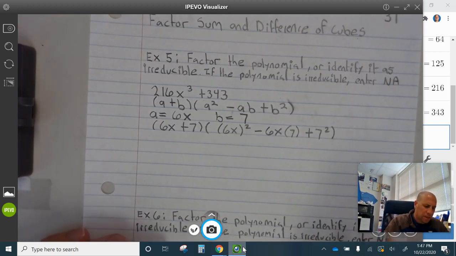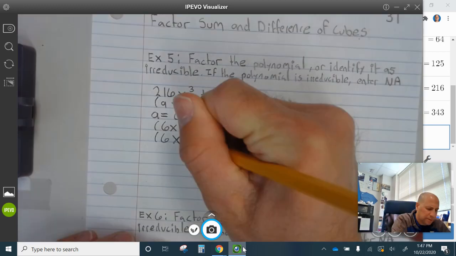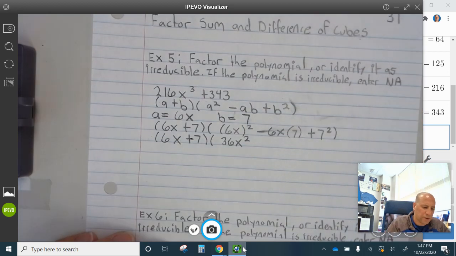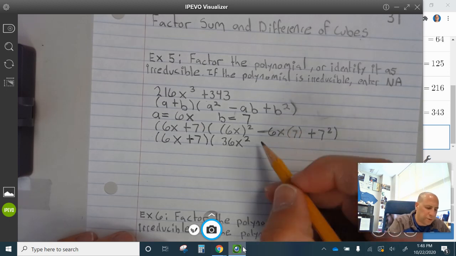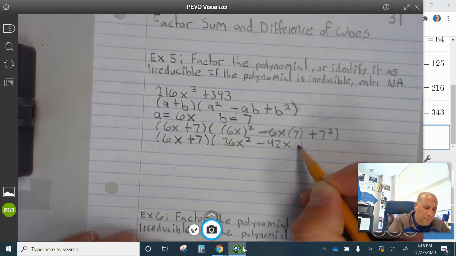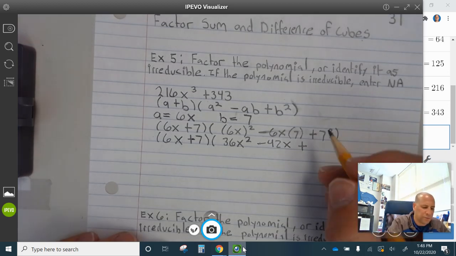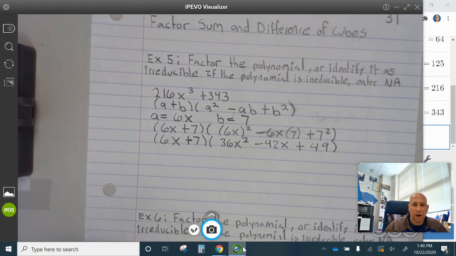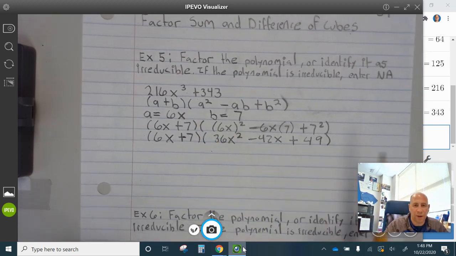All right, so then that's 6x plus 7. 6x squared is 36x squared. 6 times 7 is 42. So minus 42x plus 7 squared is 49. Okay. Now, if we factored this correctly, when we graph this and this, they'll overlap. So let's check that now.